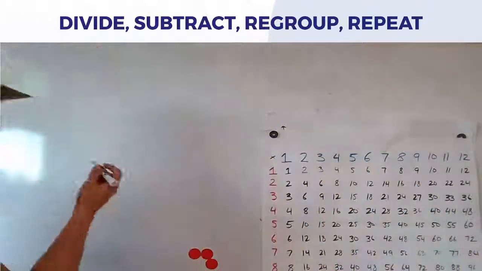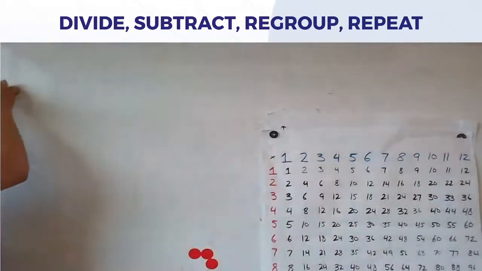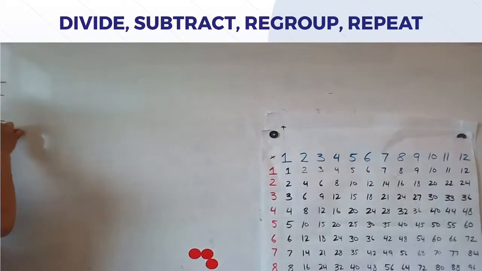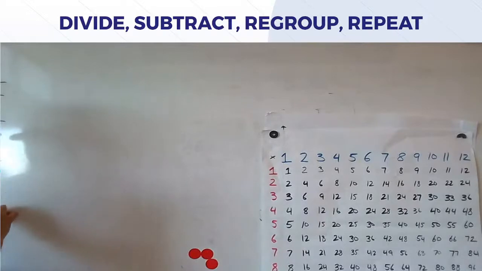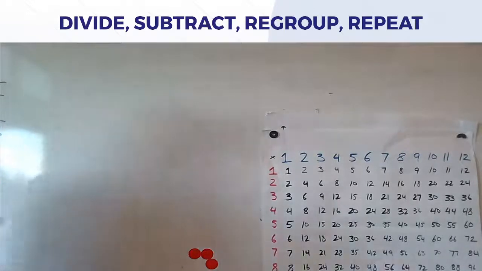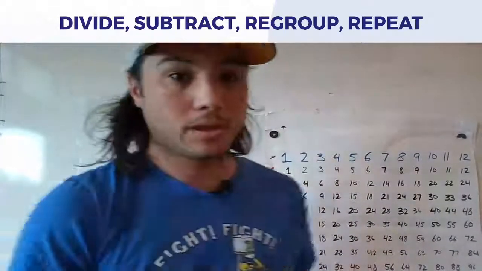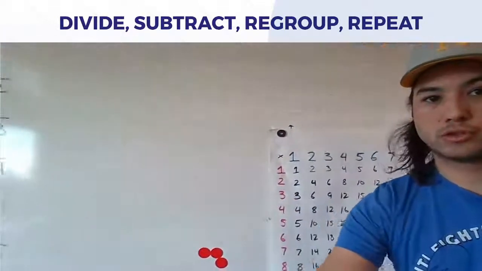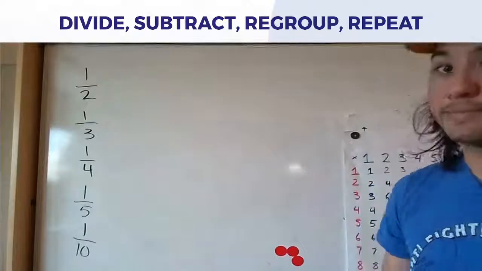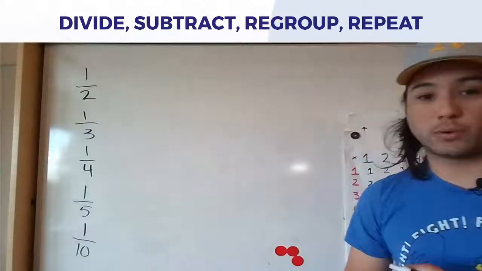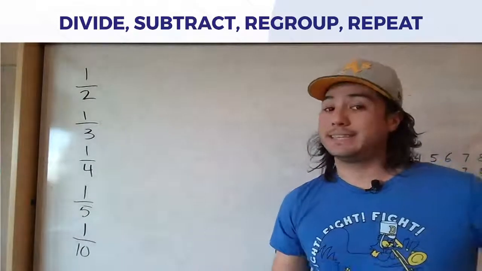Okay, we're going to talk about halves today. We're going to talk about thirds. We're going to talk about fourths. We're going to talk about fifths, and we're going to talk about not sixths. I bet you thought I was going to say sixths. No, we're going to talk about tenths. Halves, thirds, fourths, fifths, and tenths.